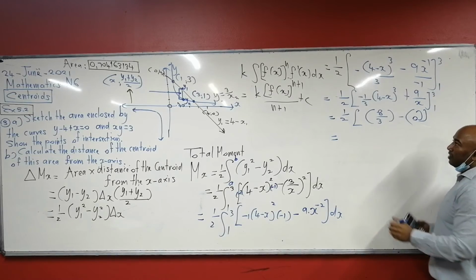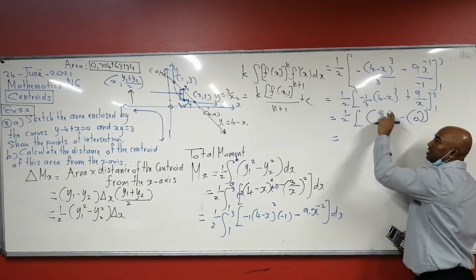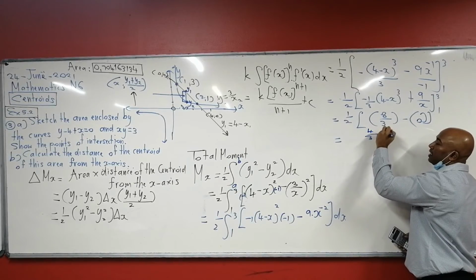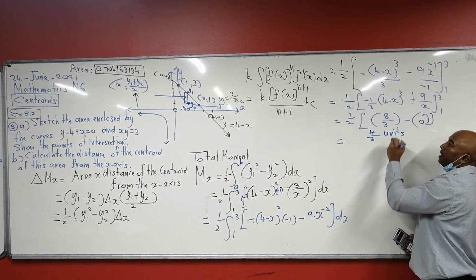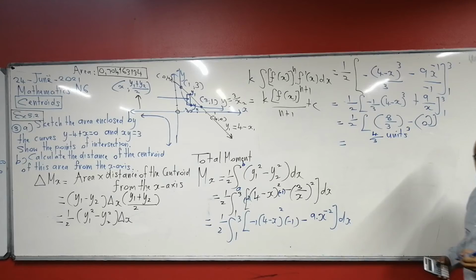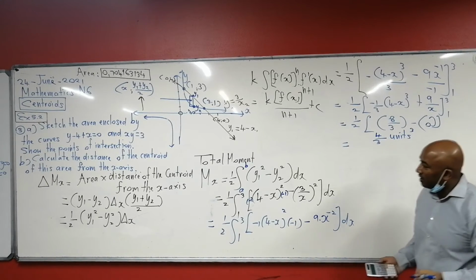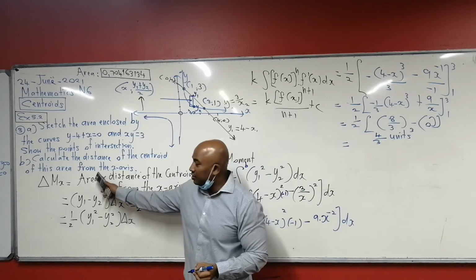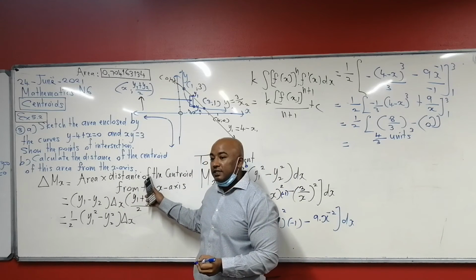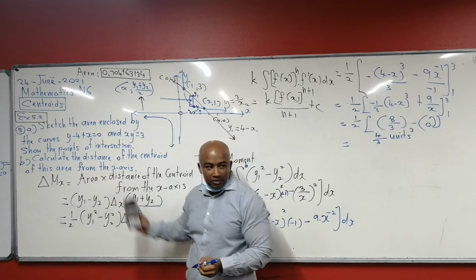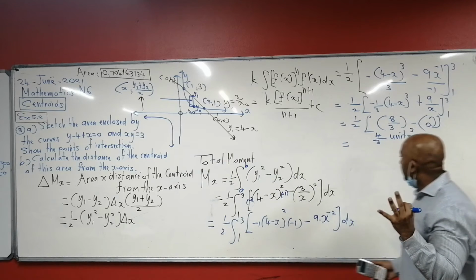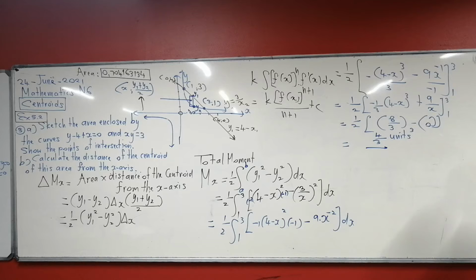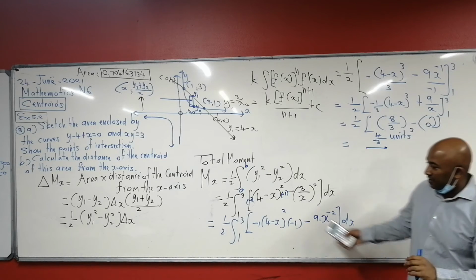Okay, so therefore 1/2 times 8/3, 8 divided by 2 is 4/3 units to the power 3. Because it's a moment, it's units to the power 3, because you know it's going to be area. Area is unit squared. Distance is a unit. Unit squared times unit is units to the power 3. So that's my 4/3. Anyone got the 4/3 by doing it a different way? Not sure that you squared it out.